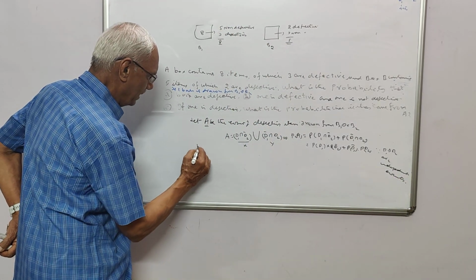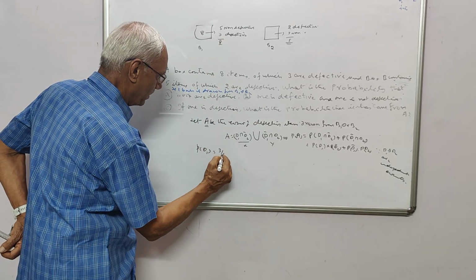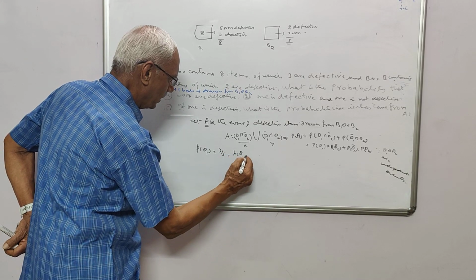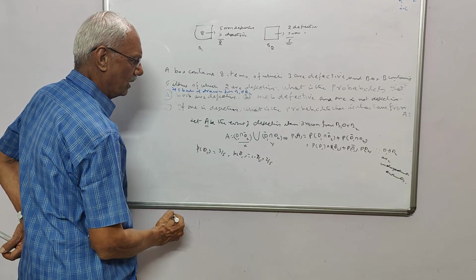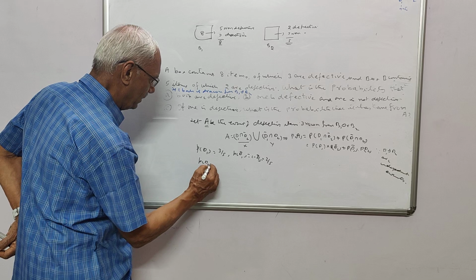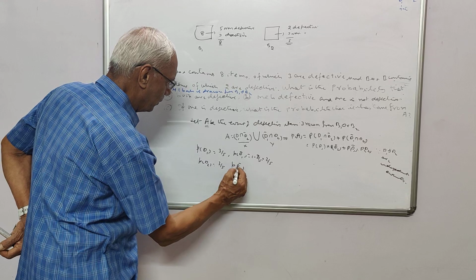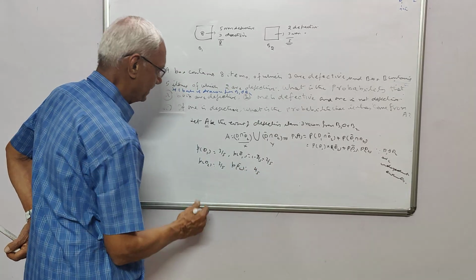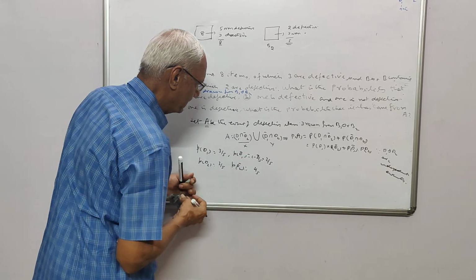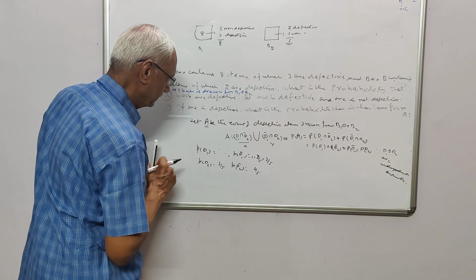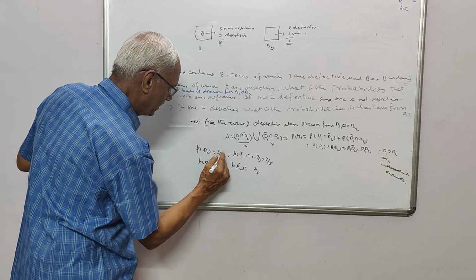Now what do you have here? P of D1. What is your P of D1? 3 by 5. So P of D1 bar is equal to 1 minus 3 by 5, that is equal to 2 by 5. Likewise P of D2 is equal to 3 by 5, P of D2 bar is equal to 2 by 5. Here, sorry, this is 3 by 8.